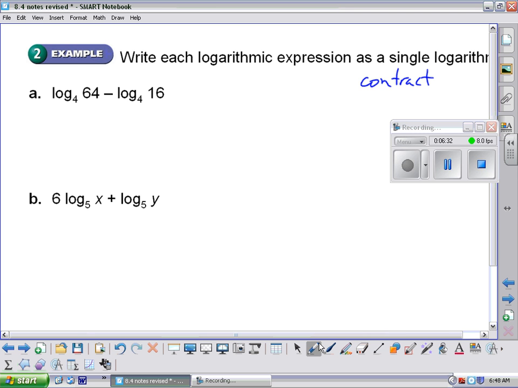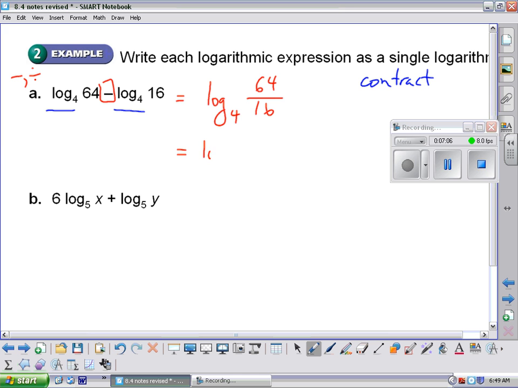Contract. Okay, so I want one log statement. I got 1, 2 right now. So if I have subtraction, subtraction speaks to division, right? So I can go ahead and write this as one logarithm, log base 4, and then I take the 64 over 16. I work from left to right there.